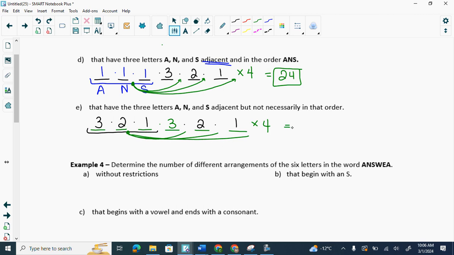So 3, 2, 1 is what? 3 factorial. And then what's this? 4 factorial written out of order, correct? 3, 2, 1, 4. So that's the same as 4, 3, 2, 1. See what I'm saying? So it's 4 factorial because of that. This is 144. Yes.